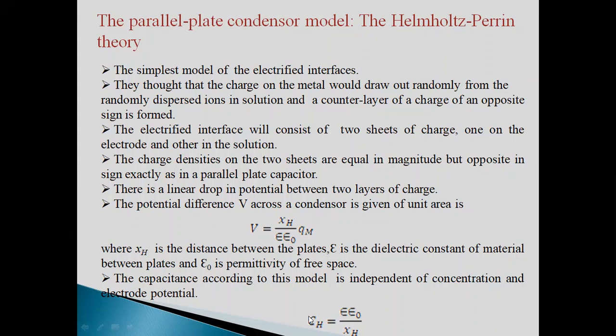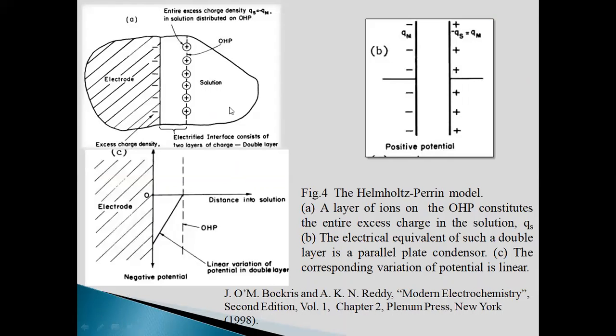Qm is the charge on the surface of the metal electrode, and the capacitance is given by epsilon naught by xh. That means that it is independent of the concentration and the electrode potential. Now here we can see that it assumes that the ions in the solution are not liberated. They are all attracted or bound by the electrostatic force of attraction as they are feeling it from the excess of charge present on the surface of the metal electrode.